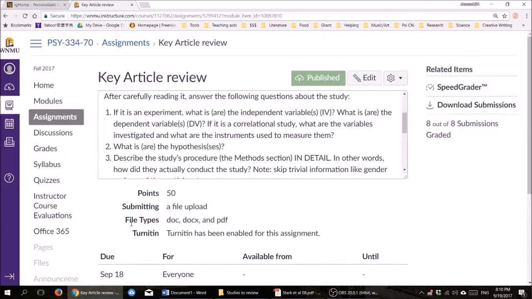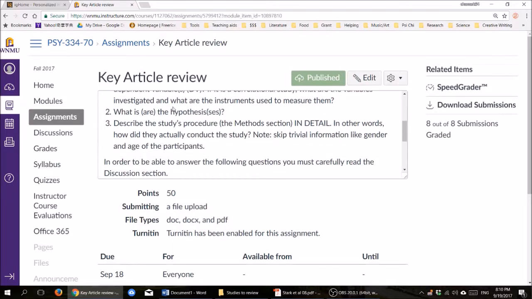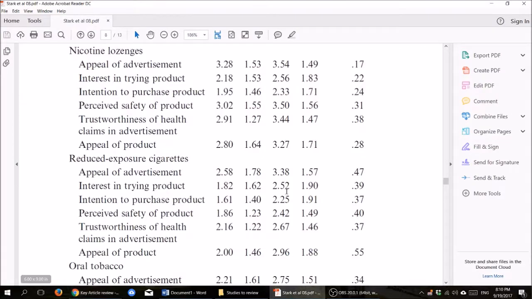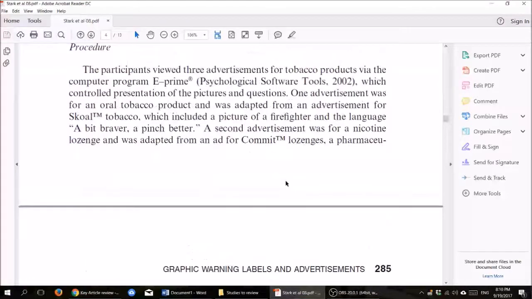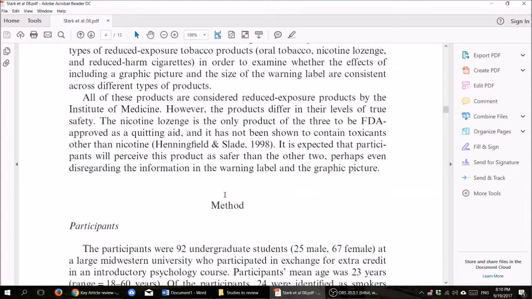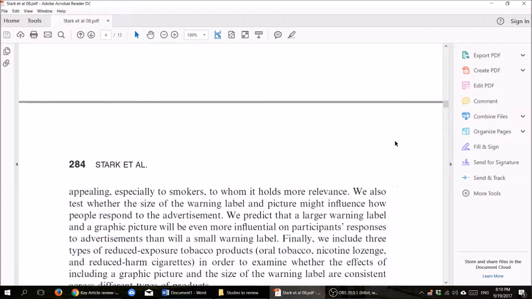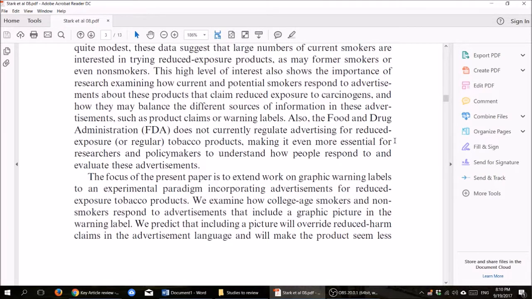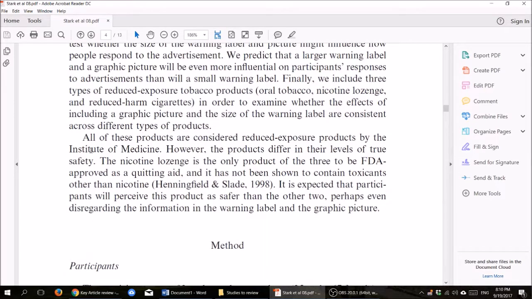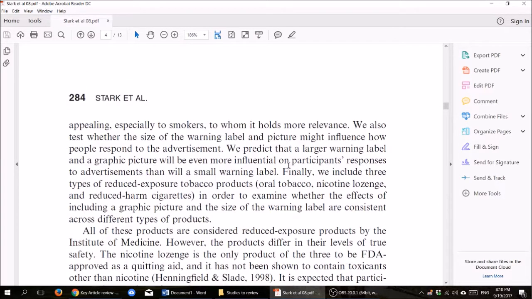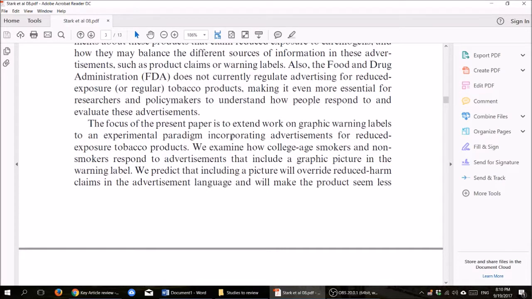Right. Okay. So now we identify IV and DV. What are the hypotheses? Hypothesis usually is at the end of the introduction. So let's go back. Before method, this is the introduction. Let's take a look at the last few paragraphs. Products consider reduced products further. So this probably doesn't sound like I'm talking about hypothesis. How about the second to last?